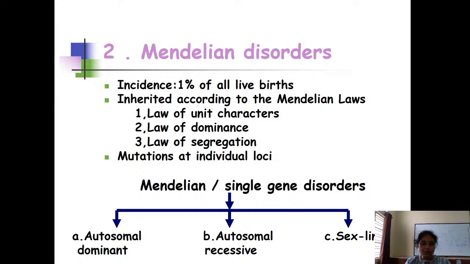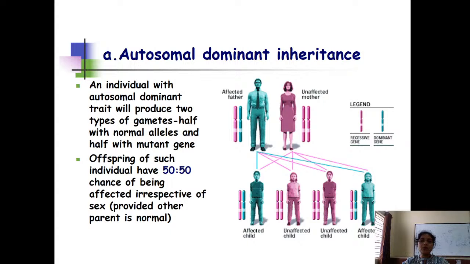Now coming to the Mendelian disorders. Incidence: 1% of all live births. They are inherited according to the Mendelian laws, which are law of unit characters, law of dominance, and law of segregation. And there are mutations at individual loci. Mendelian or single gene disorders are of three types: autosomal dominant, autosomal recessive, and sex linked.